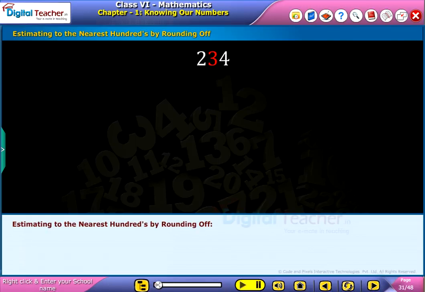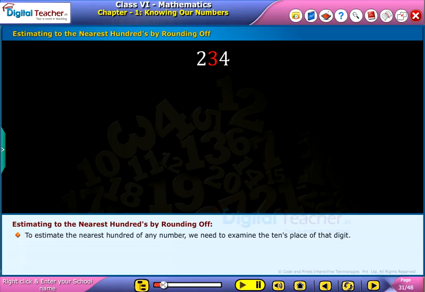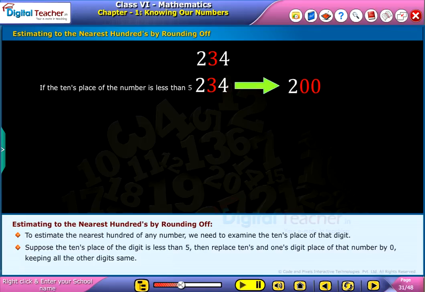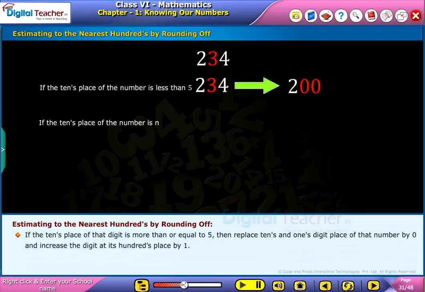Here let us estimate the numbers to their nearest hundreds. To estimate the nearest hundred of any number, we need to examine the tens place of the digit. Suppose the tens place of the digit is less than 5, then replace the tens and ones digit place of that number by 0, keeping all the other digits same. If the tens place of that digit is more than or equal to 5, then replace the tens and ones digit place of that number by 0 and increase the digit at its hundreds place by 1.